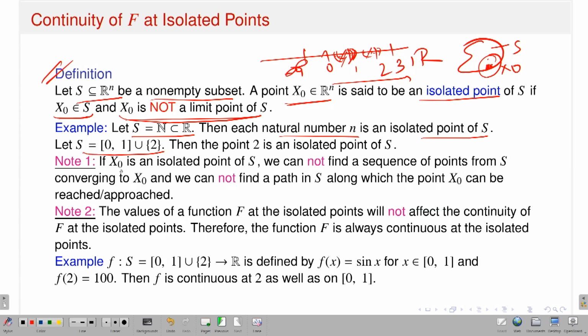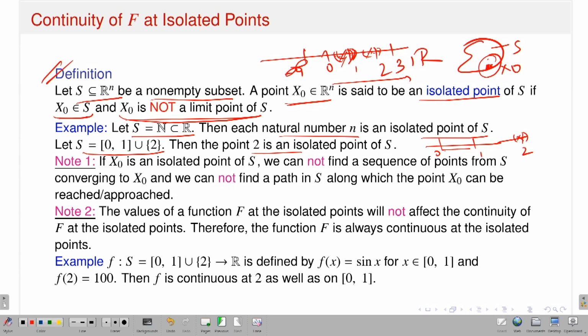Now consider the set S, the closed interval [0, 1] union {2}. One can easily say that 2 is an isolated point. Why? Suppose this is 0, this is 1, and this is my 2. I can take a neighborhood here, and in this neighborhood there is no point from [0, 1] except the point 2. Therefore, this is an isolated point.